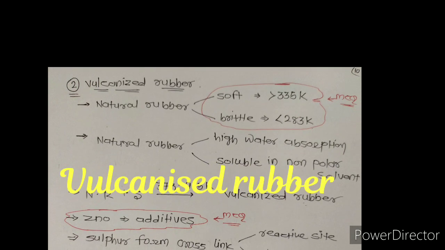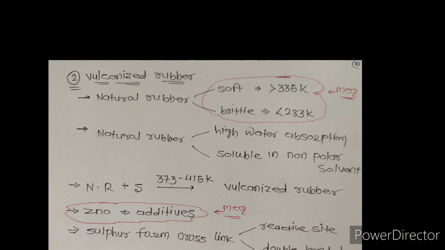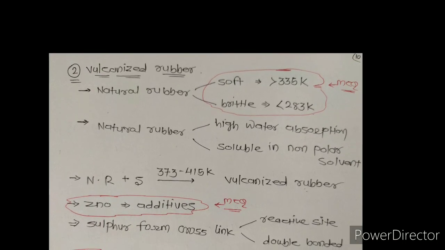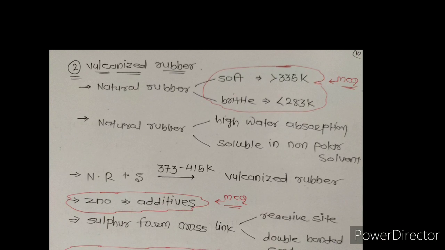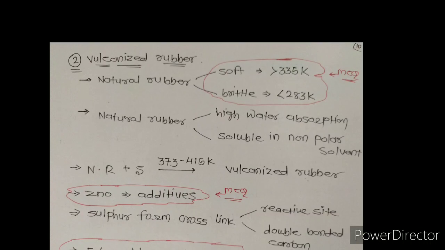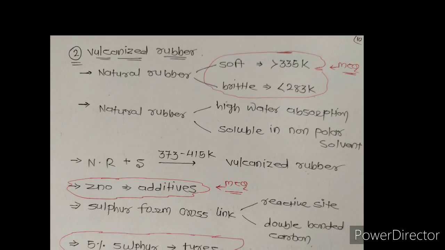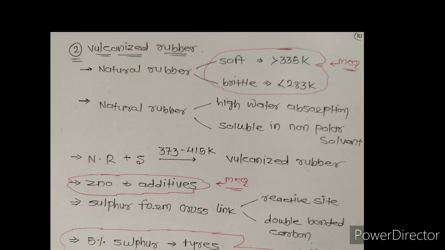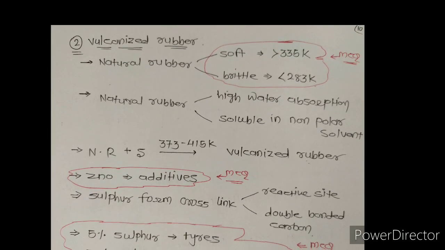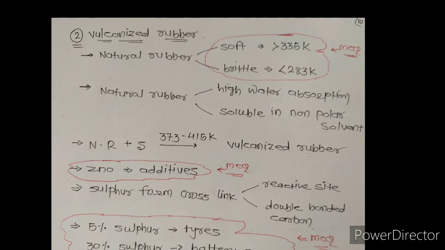Second, vulcanized rubber. First thing, why we have to prepare vulcanized rubber: because natural rubber becomes soft and brittle and it is easily affected by temperature, so we require another rubber which is more powerful than natural rubber. That's why we prepare vulcanized rubber. Here natural rubber is soft at greater than 335 Kelvin temperature, while it is brittle at less than 283 Kelvin temperature. This point we have to remember for MCQ, which is already asked in board exam.